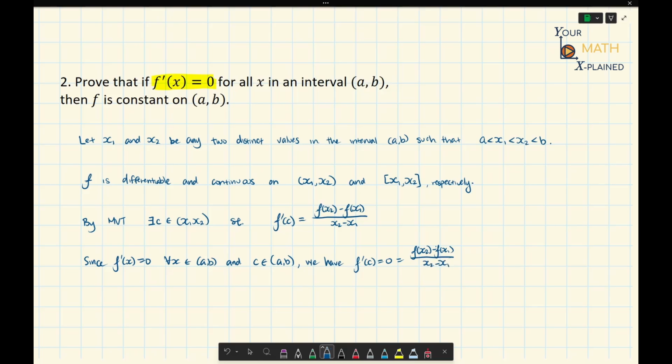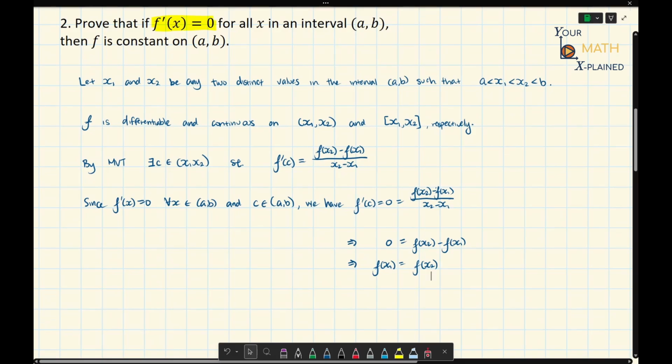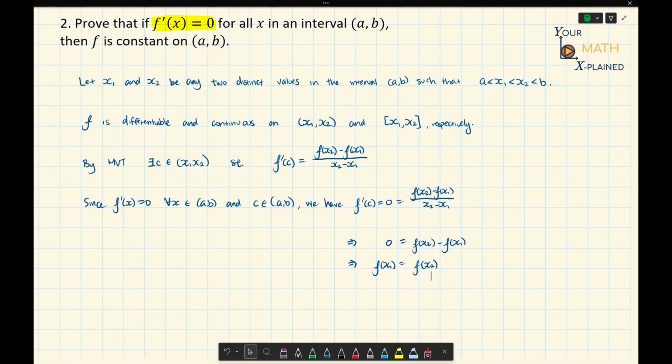Now we can multiply both sides by x2 minus x1. And once we do that, we get 0 is equal to f of x2 minus f of x1. And then moving one term over to the other side, we end up with f of x1 is equal to f of x2. And now, since we have chosen our x1 and x2 to be arbitrary points within the interval, this means that the function must take the same value for every x within that interval.